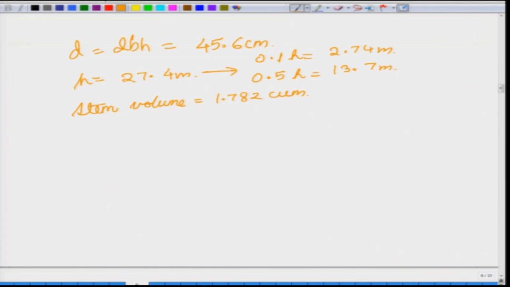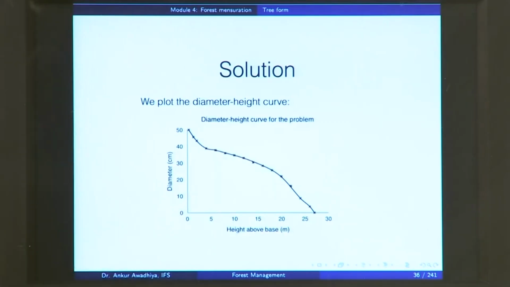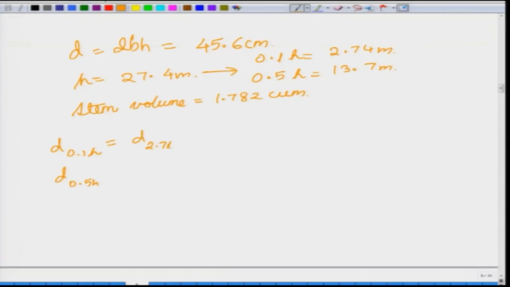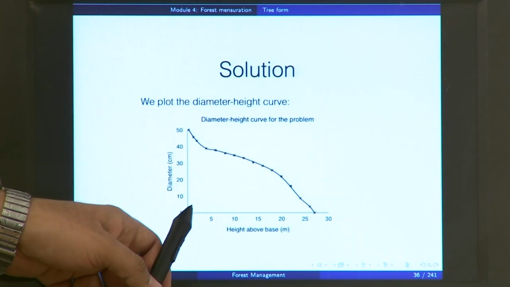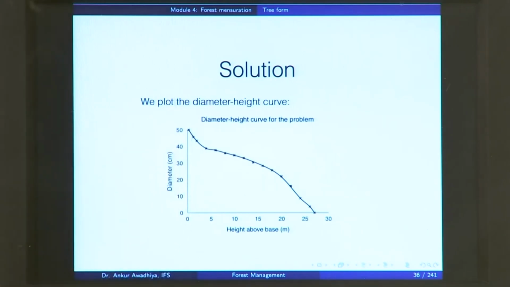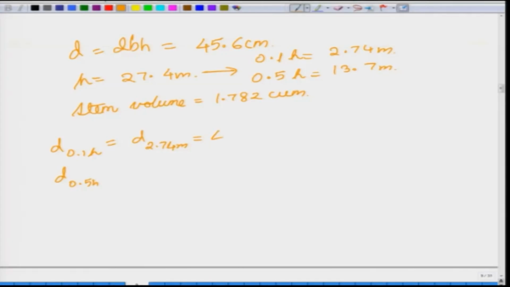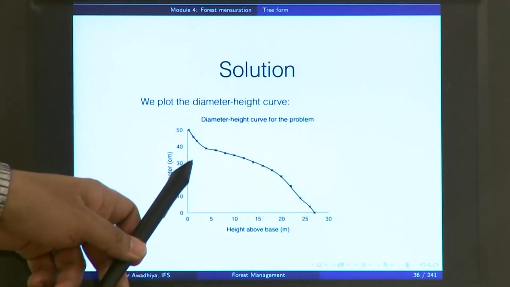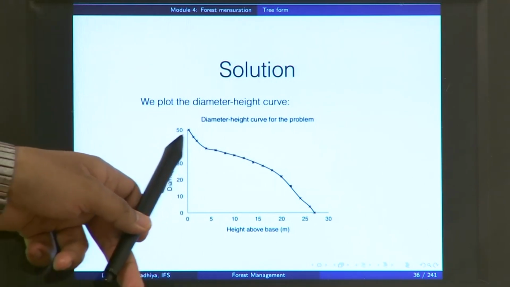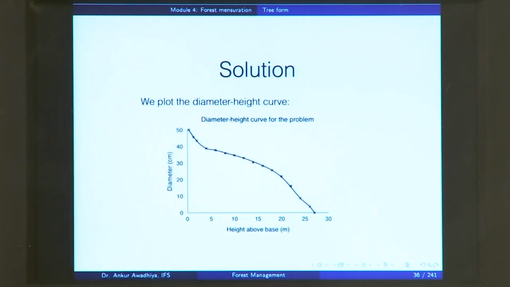Now, we want to find out the diameter at 0.1 h and the diameter at 0.5 h, and we can use this curve to find out these diameters. So, the diameter at 0.1 h is the diameter at 2.74 meters. At 2.74 meters, roughly this point, the diameter would be roughly this value, which is 40.2 centimeters. Diameter at 2.74 meters, you draw a straight line and you get the value of the diameter at this point, at this height.